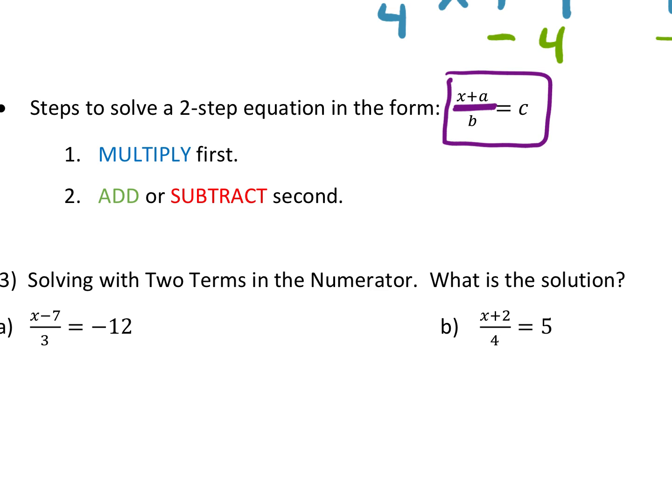So it's not quite reversing PEMDAS anymore. Now it's multiply first and then add and subtract. The only time you do this is with a big division bar like you see here, okay? All of the other ones are going to be reverse PEMDAS. So just keep in mind when you see this division bar in a problem, you're going to multiply first, okay?